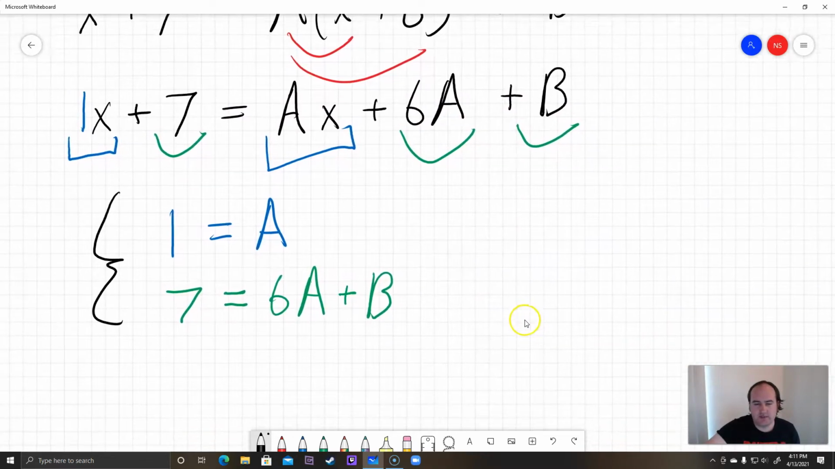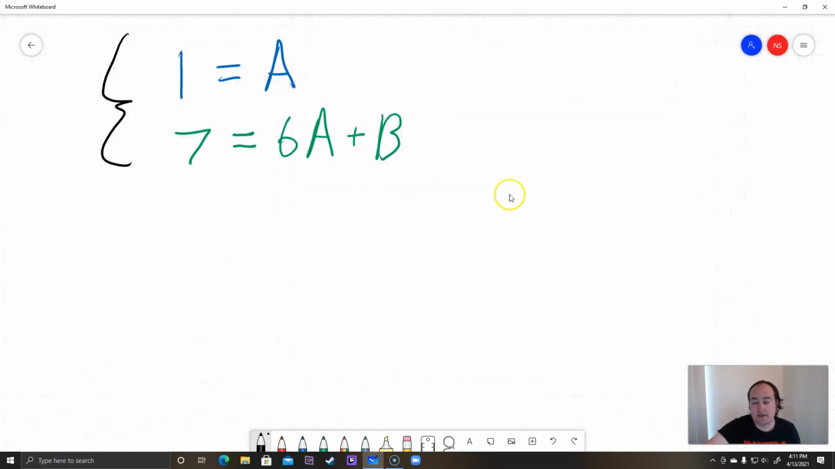And then to solve this system, I'm going to solve it by substitution because the top equation is already solved for a, which makes it a lot easier. So looking at the top equation, that one's already solved for a. So we already know a equals 1. And then if we plug in a equals 1 into the bottom equation, we can solve for b.